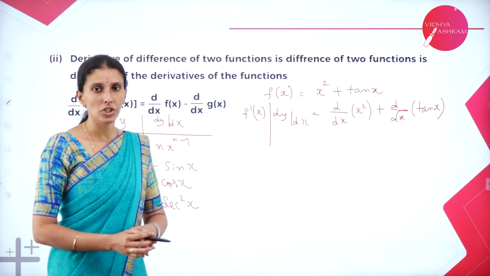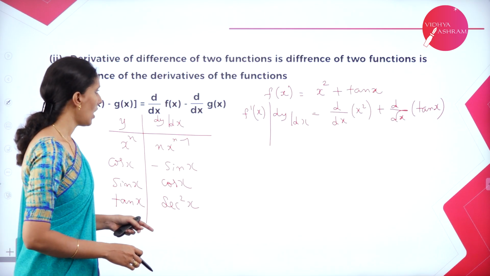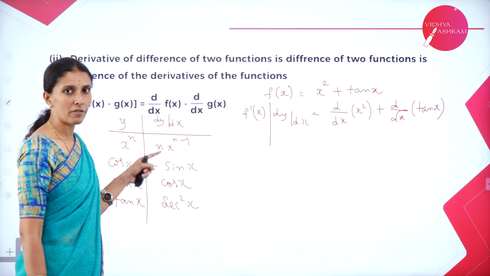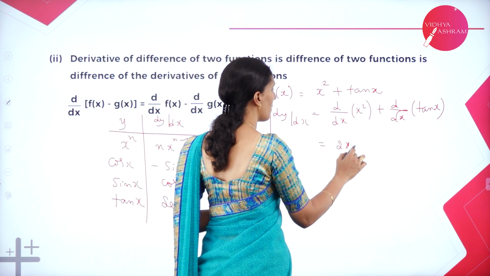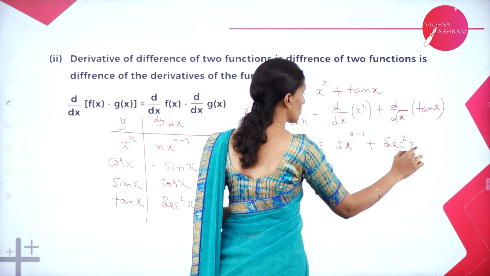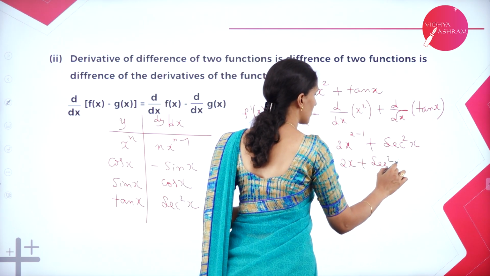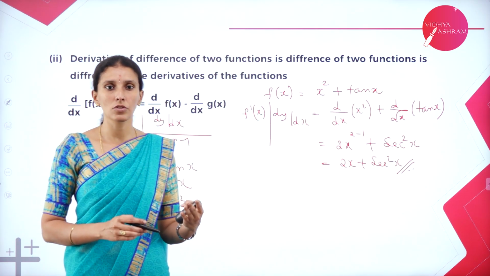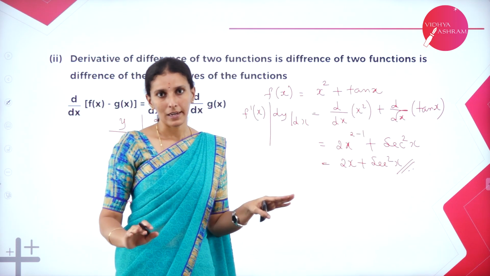Whenever this type of question is given to find the derivative, directly write the derivative value. Now, here I have x square. If I write it in the form n into x power n minus 1, it is 2 into x to the power 2 minus 1, plus the derivative of tan x, which is secant square x. So the answer is 2x plus secant square x. This is the derivative of the given function. Whenever two functions are given in sum or difference form, differentiate them separately.